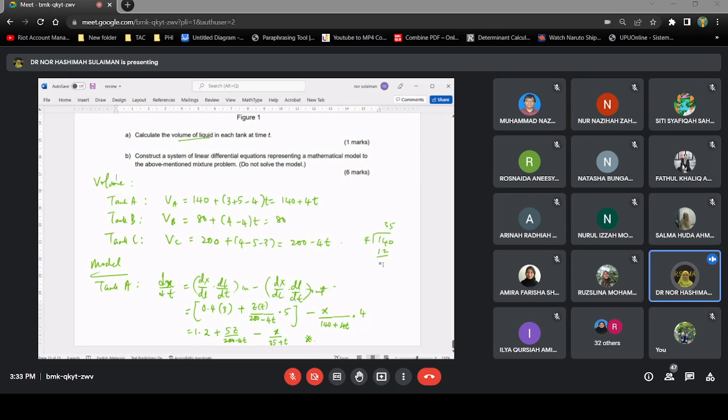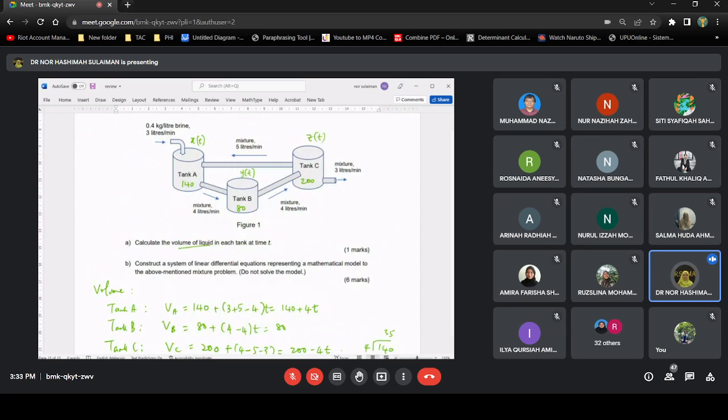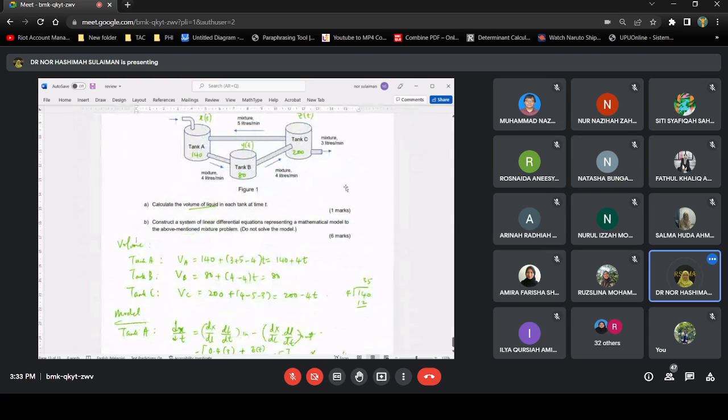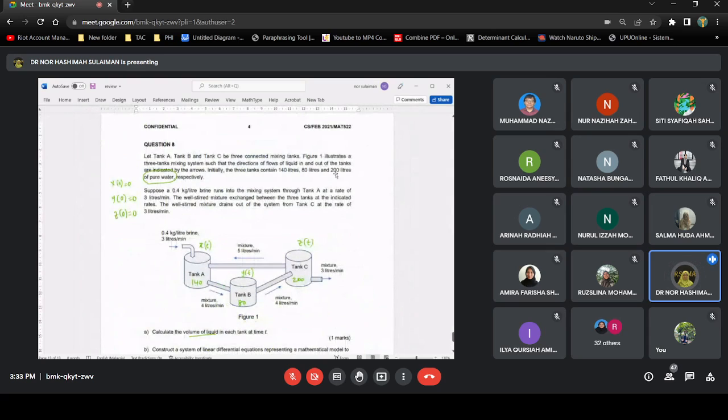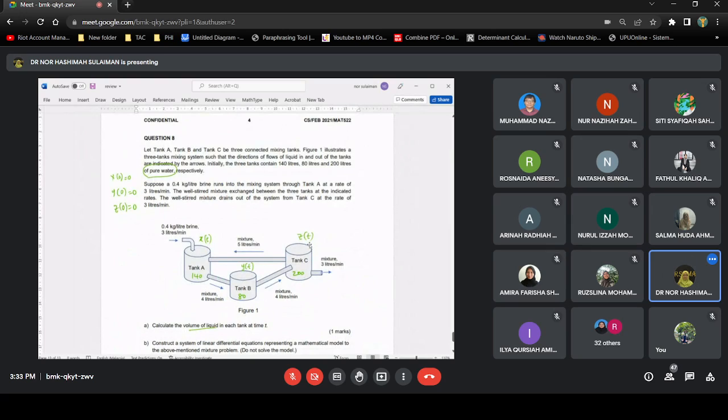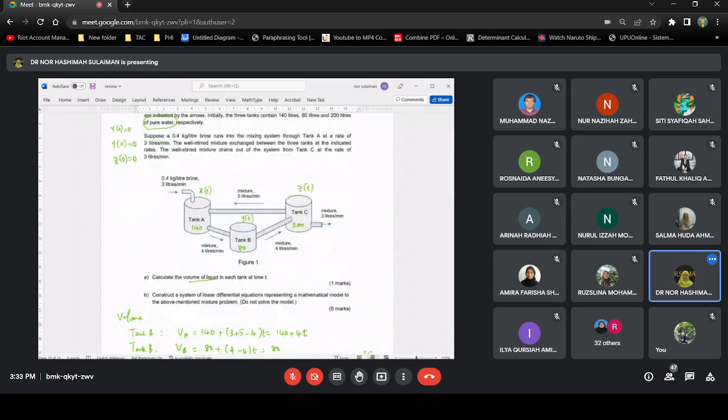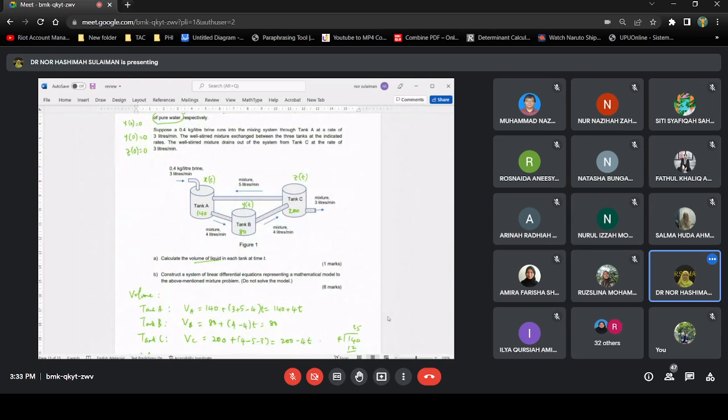Tinggallah B dengan C kena buat sendirilah ya. Okay, saya dah tunjukkan cara dia bagaimana. So basically that's how we go about solving the application problem. Ini saya ambil daripada soalan lepas lah. Okay, ada soalan nak tanya? Kalau tak ada, saya berhenti dulu di sini.